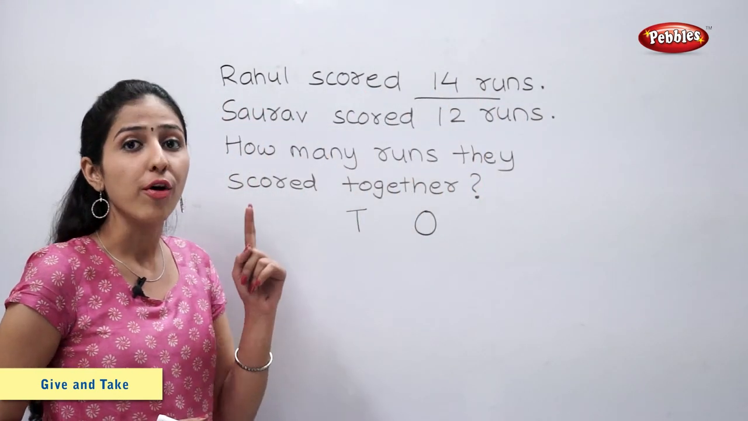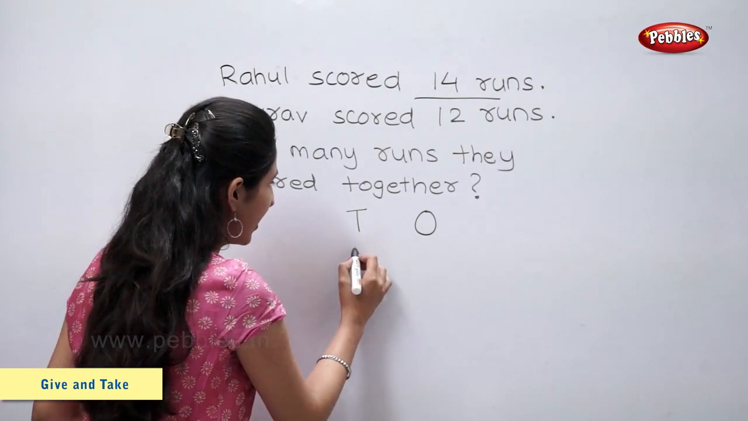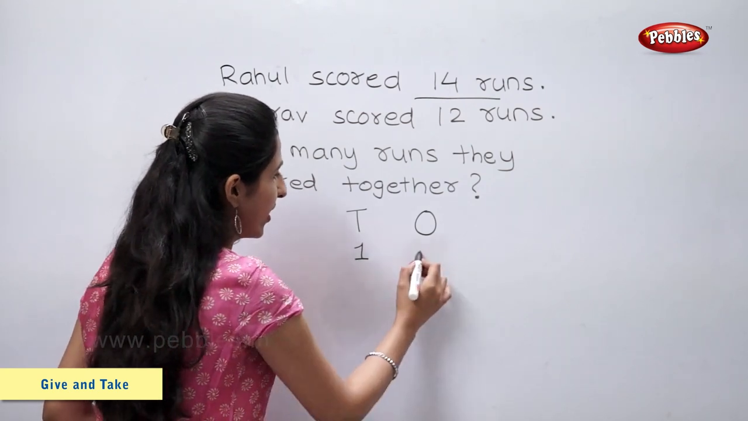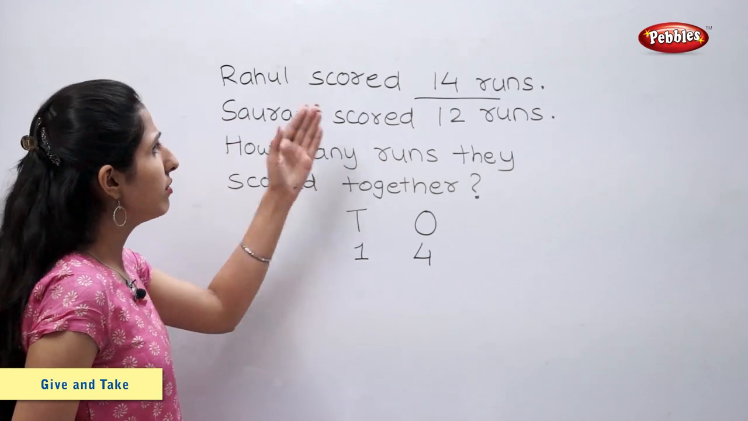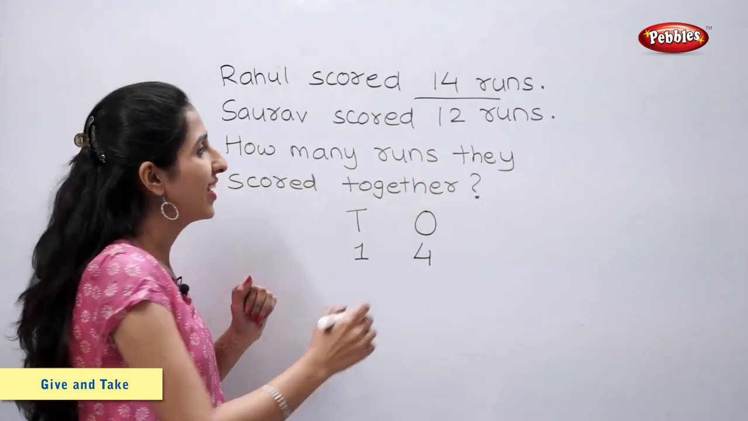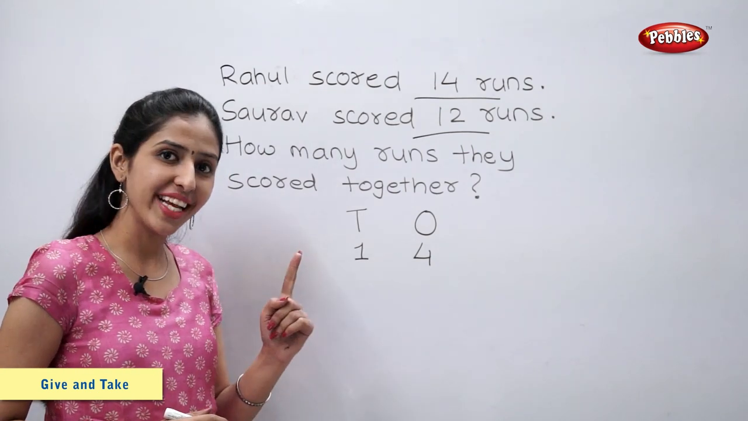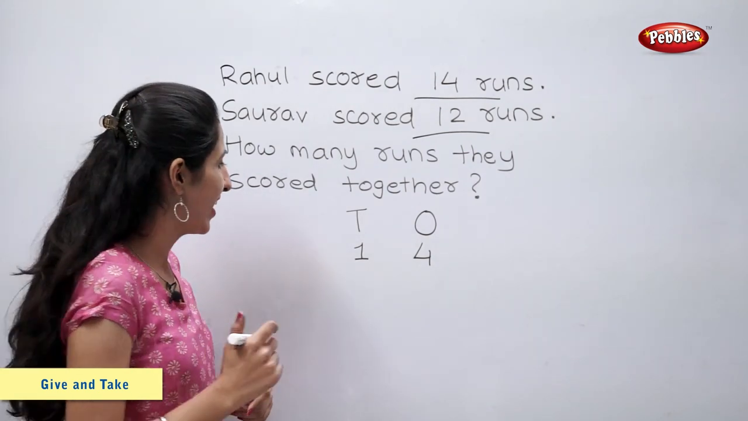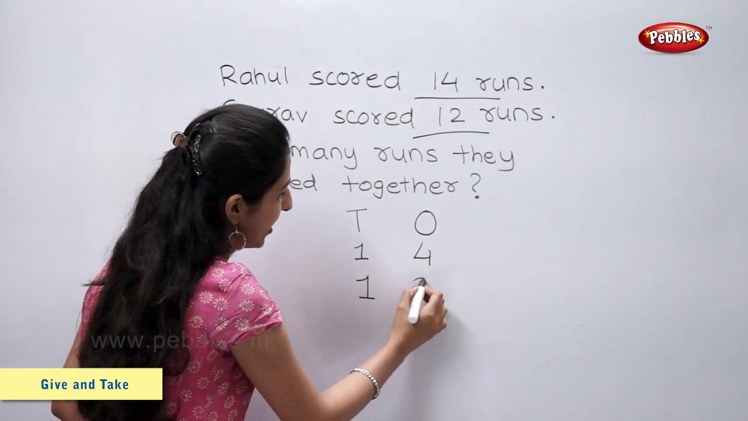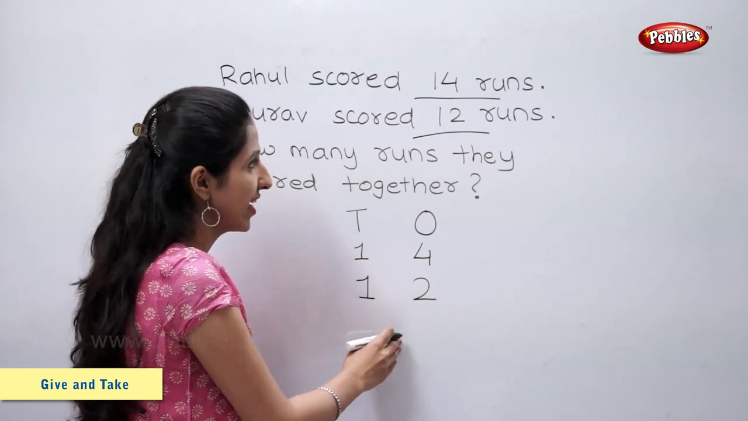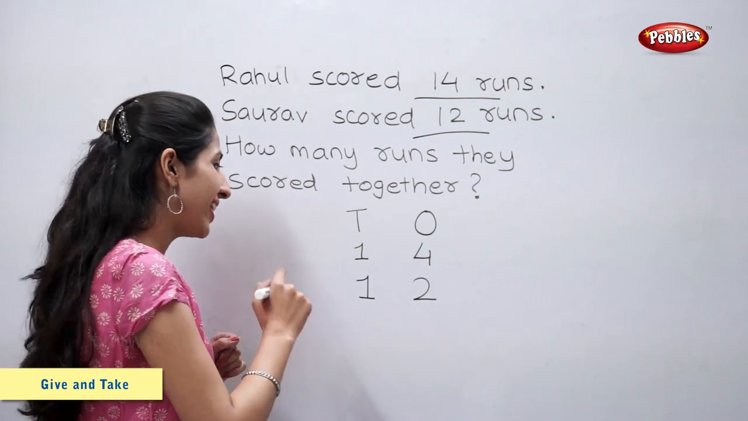14 means 1 tens, 4 ones. So let's write 1 tens, 4 ones. Saurav scored 12 runs. 12 means 1 tens, 2 ones. So let's write 1 tens, 2 ones. We have to find the total score. So, let's add.